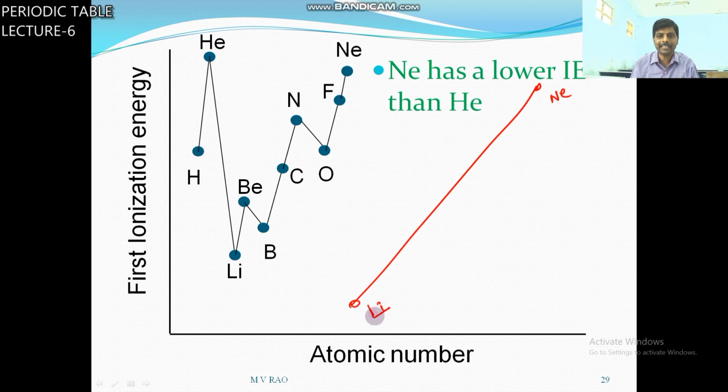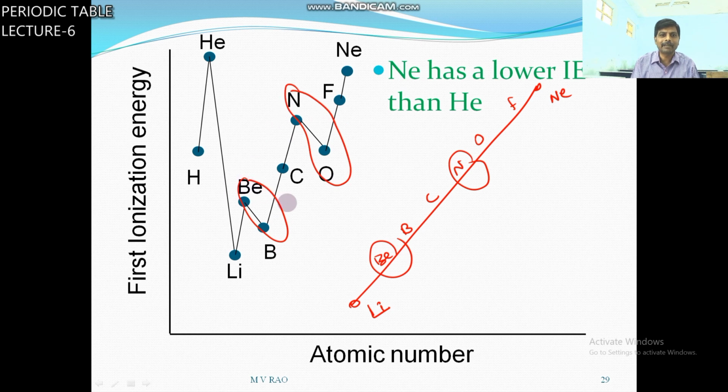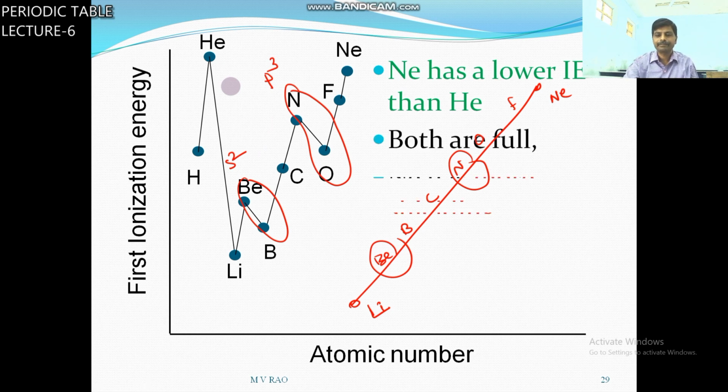Expected value is like this: beryllium, boron, carbon, nitrogen, oxygen, fluorine. But in case of nitrogen and beryllium, there are some exceptions. They are extra stable because of completely filled S subshell and half filled P subshell. So here two jumps are there.